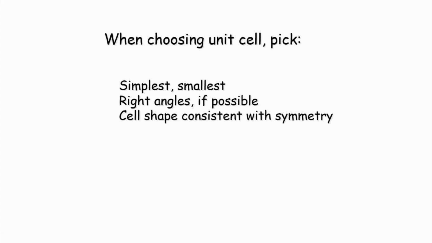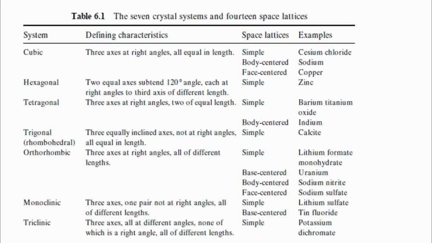The unit cell we have picked up is simple, the smallest unit possible. If it is a right angle, that is very good, it becomes much easier and simpler. And if the symmetry of the cell shape is consistent, that is the best criterion. But at times this is not the actual story when you are using a sample, so they may change. But if you keep that in mind, you can understand what type of crystal system you have.